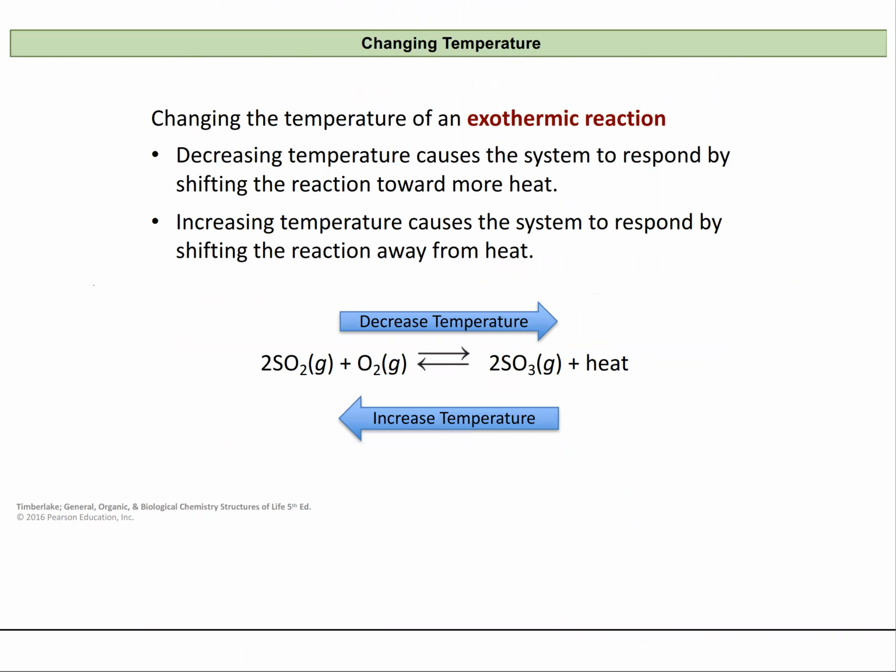Here's one with sulfur dioxide and oxygen forming SO3. So in this case, it's an exothermic reaction. These are the ones where we release heat as the reaction proceeds. And so heat is going to be a product.